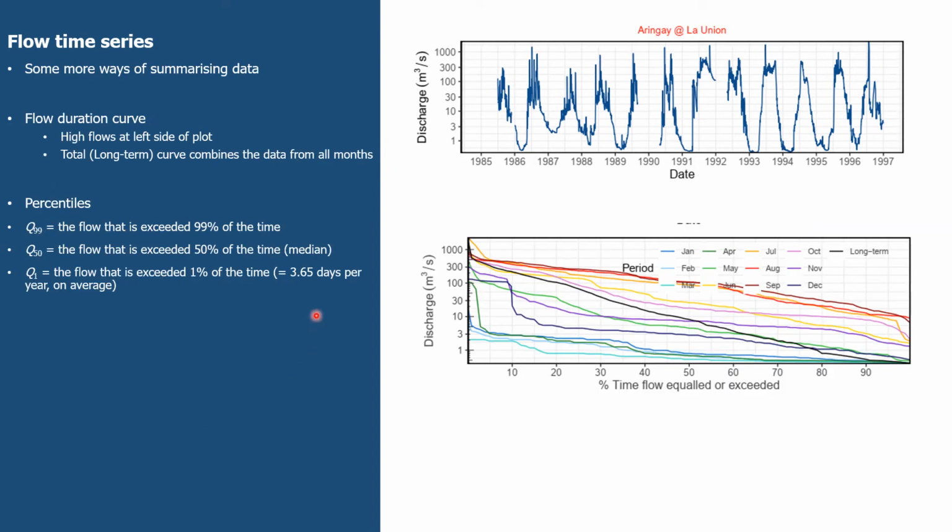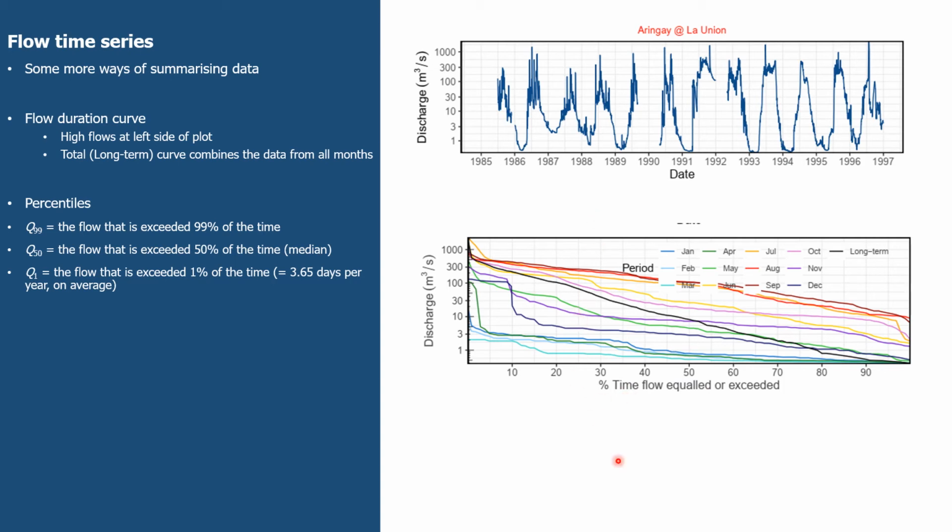There are other ways of summarizing the data, and one very commonly used way is to use a flow duration curve. And a flow duration curve is a way of looking at the percentage of time that the flow is at different levels. So what we have here again is discharge on the y-axis, and on the x-axis we have the percentage of the time that the flow is at least equal to the indicated value.